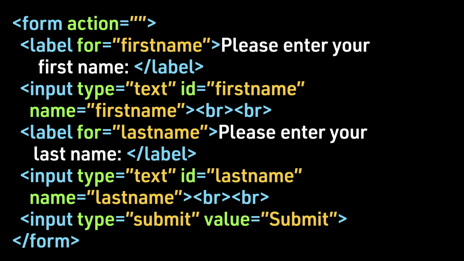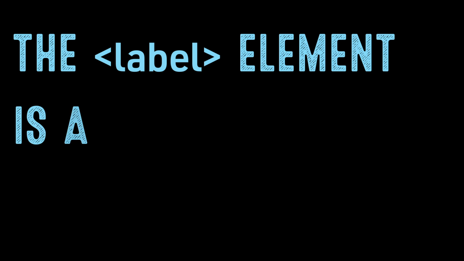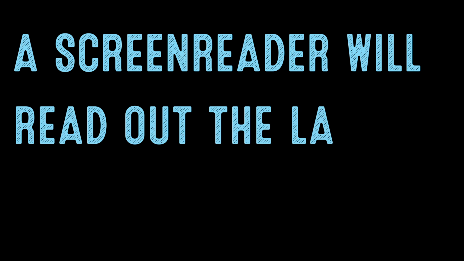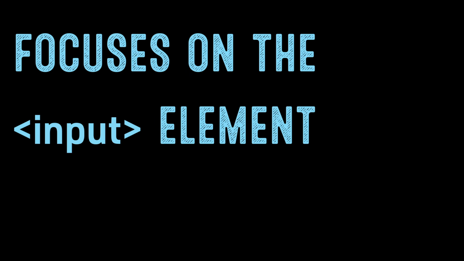Within the form element are three input types. One is for the user's first name, one is for the user's last name, and the final is a submit input. The first name and last name inputs both have labels. The label element is also added for accessibility. A screen reader will read out the label when the user focuses on the input element.